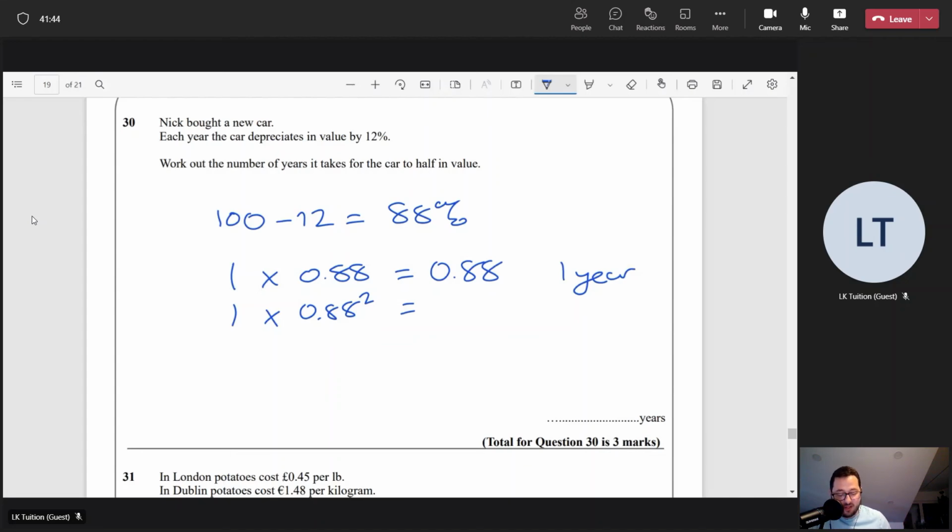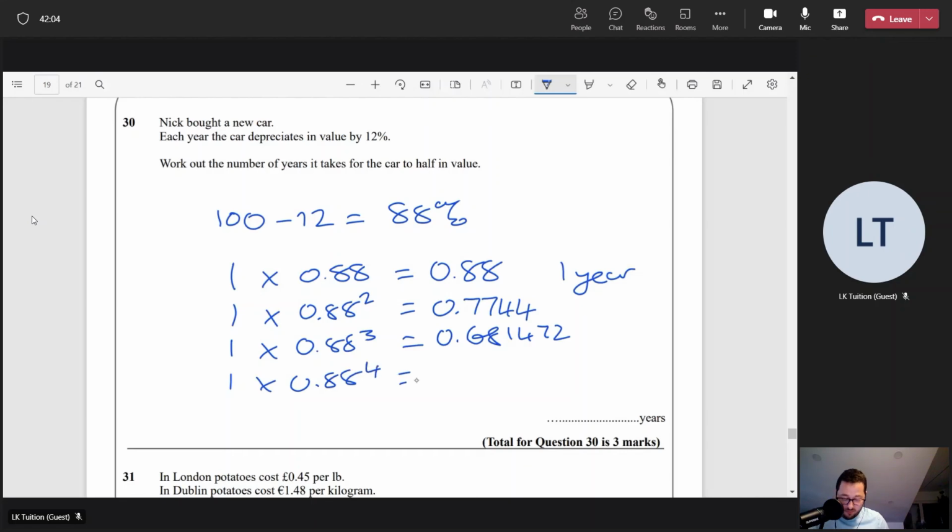Okay, so that's going to give us 0.7744. And then if we keep going, times again by 0.88. We're going to get 0.681472. Times it again. 0.599, and so on. And I'm going to keep going. So if I do it 5 years, it's going to be that. And 6 years is when it goes under half. So 0.88 to the power of 6 is 0.4644, and so on. So it's 6 years.